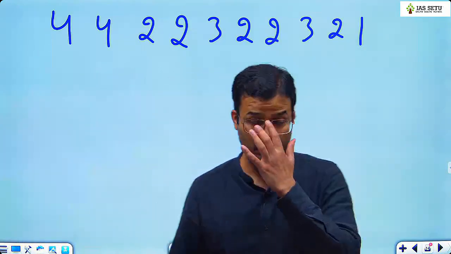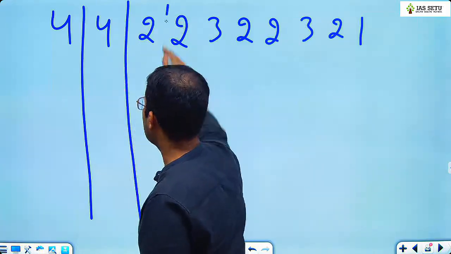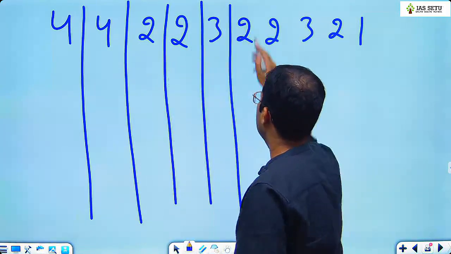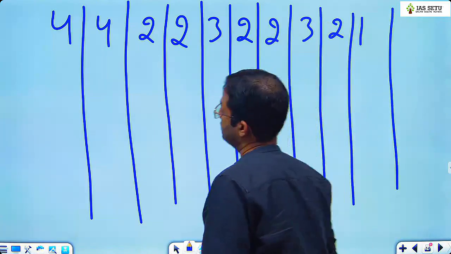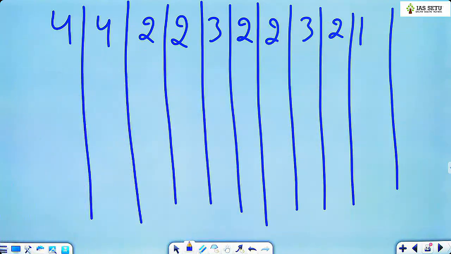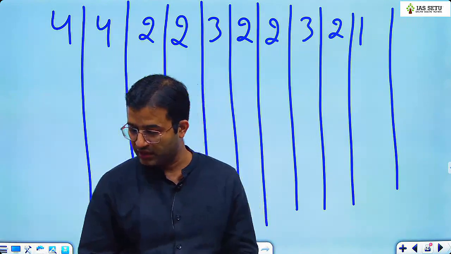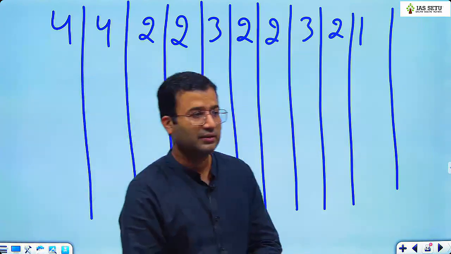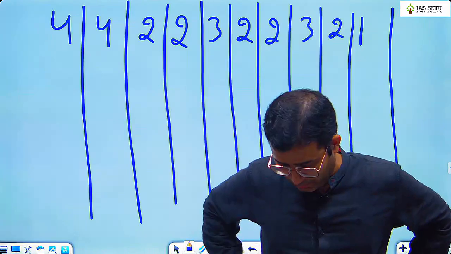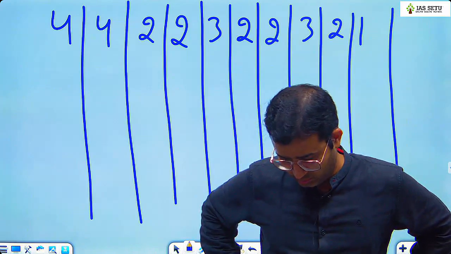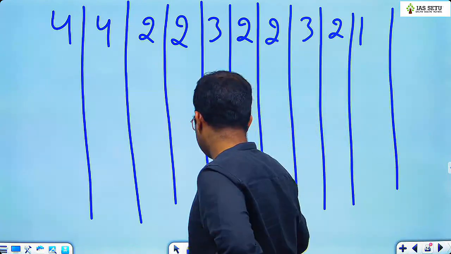4 4 2 2 3 2 2 3 2 1. How it works, I tell you. So you just draw this column. Okay. See here how we use it.